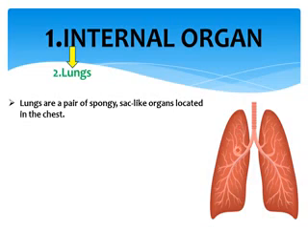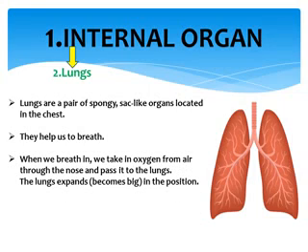So these lungs are used for producing oxygen in our body. They take the air and give out the carbon dioxide. So it gives the oxygen to the body and helps us to breathe. Without oxygen we can't live, right? When we breathe in, we take in oxygen from air through the nose and pass it to the lungs.